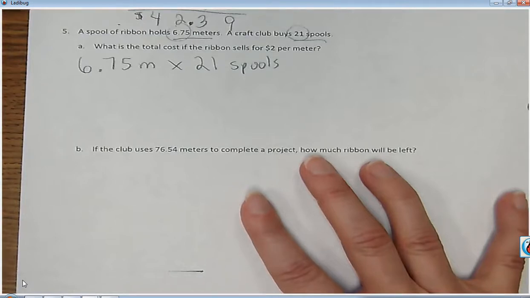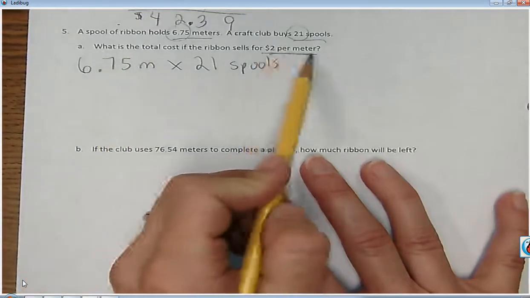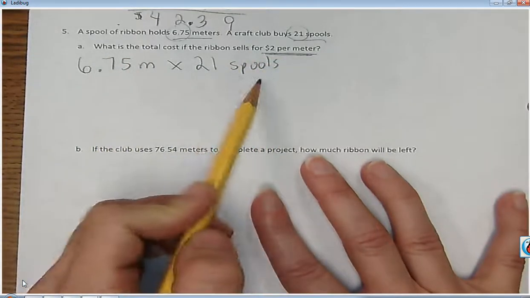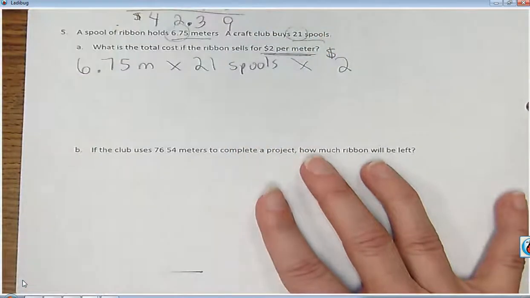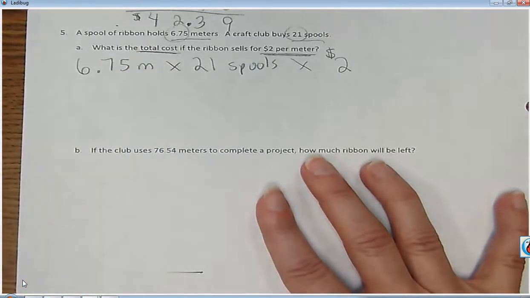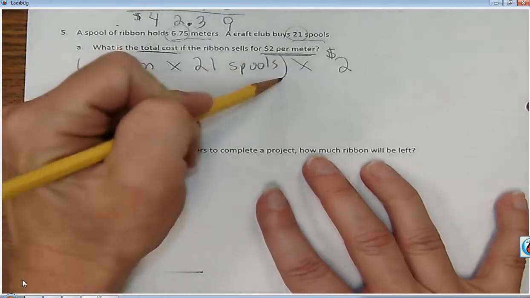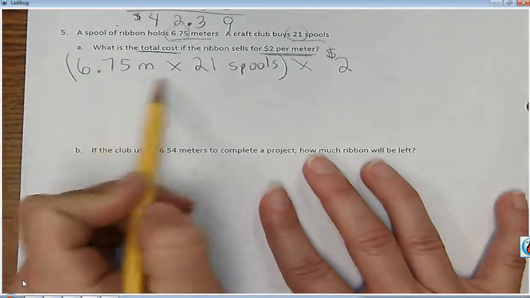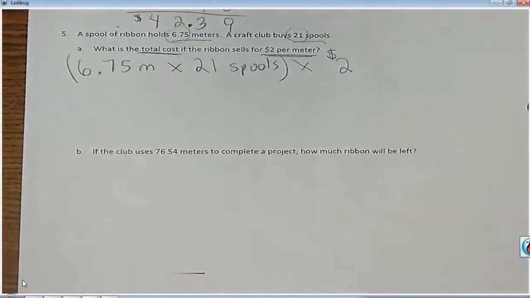And then if we get that, then we can multiply that times $2 for every meter. So we need that amount times $2 to get the total cost. So read that problem again and think about why this makes sense. And then we could put parentheses if we want to think about how we could do that first and then do that times 2. All right, so go ahead and work on that.